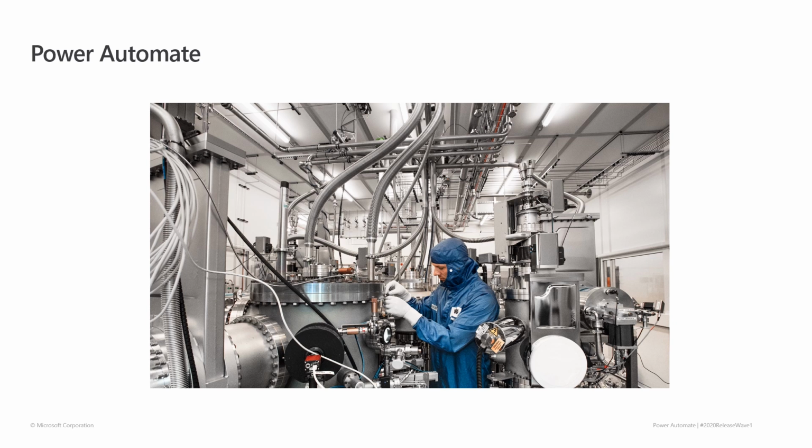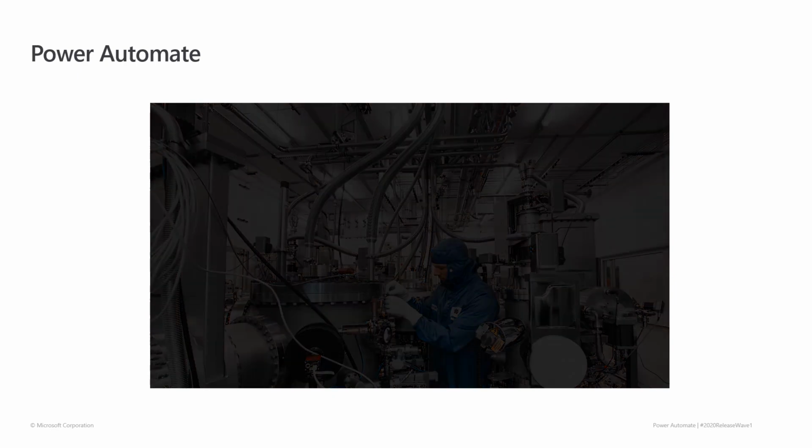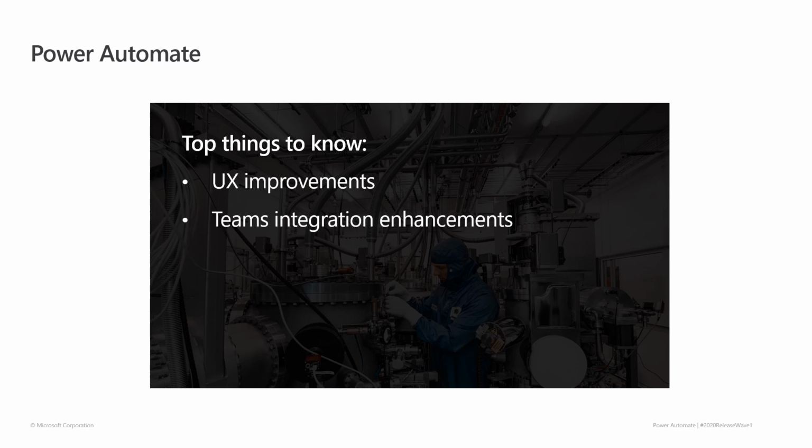Hello everyone. Today I want to give you a quick overview of a few features that are included in the Power Automate 2020 Release Wave 1. Key investment areas for this release are user experience improvements that will help you use dynamic content, actions, and expressions in your flows. Teams integration enhancements, including triggering flows directly from Teams messages.